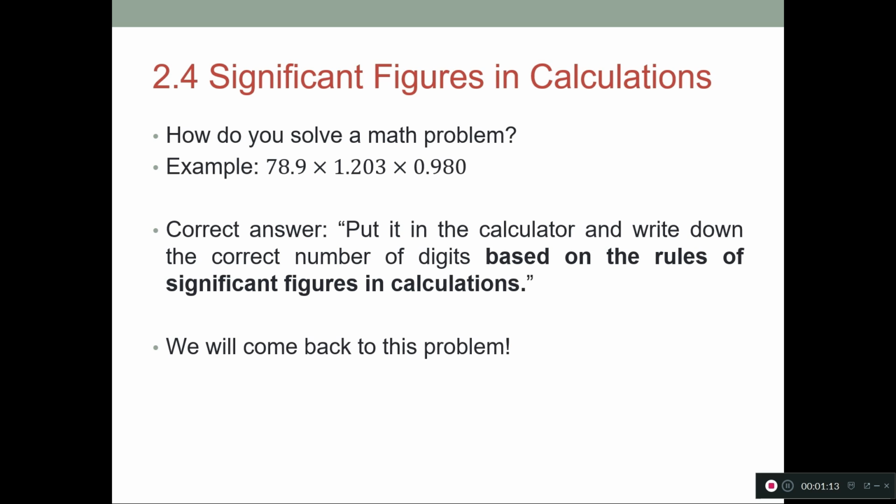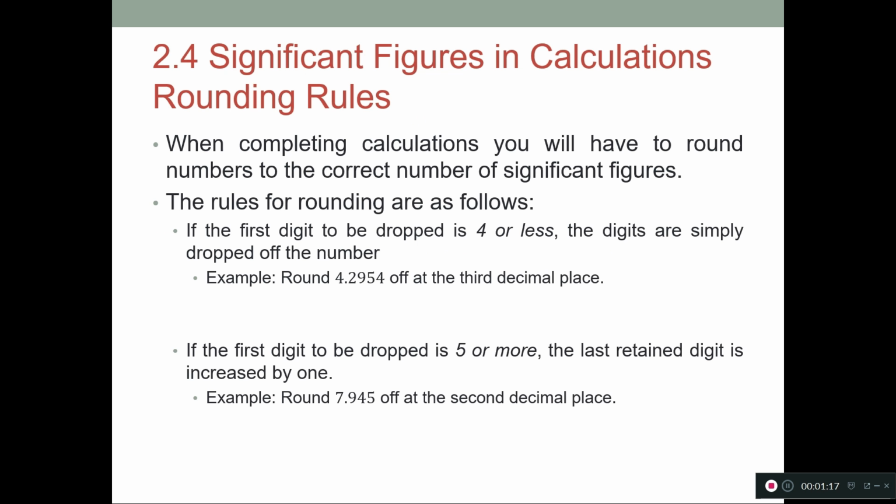So we will come back to this problem and show how to actually do this after we go through what these rules actually are. So just a little bit on rounding first. When completing calculations, you'll have to round the numbers to the correct number of significant figures. The rules for rounding are as follows. If the first digit to be dropped is 4 or less, the digits are simply dropped off the numbers.